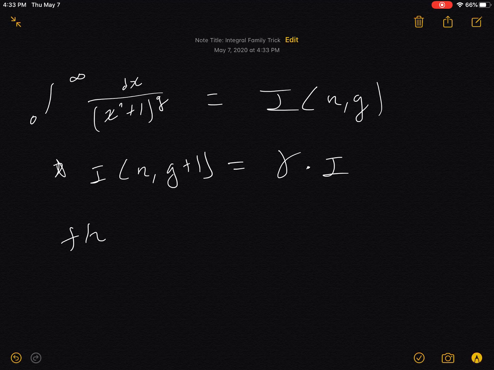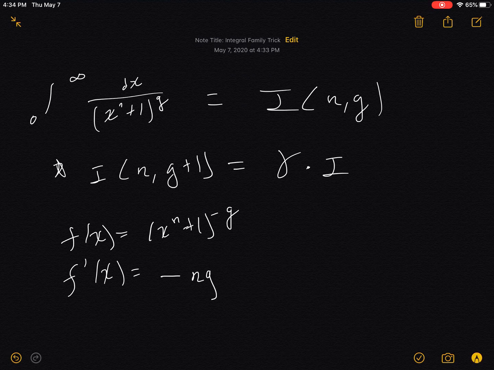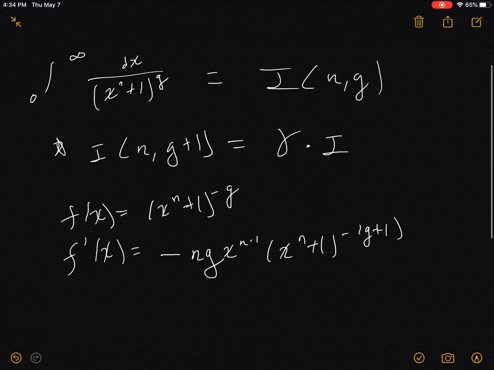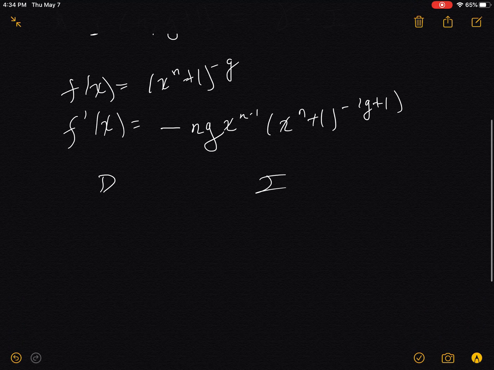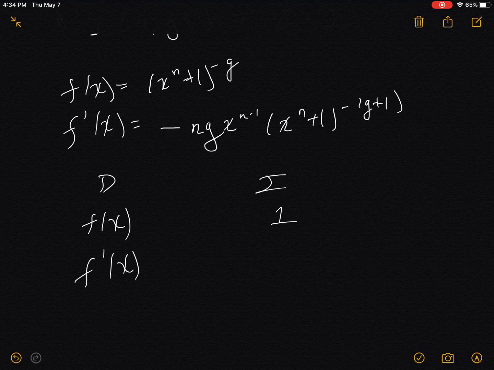So the function f of x is going to be (x^n plus 1) to the negative g. f prime of x for this is going to be negative n g x^(n minus 1) times (x^n plus 1) to the negative (g plus 1), like that, how I summarize it right there. And so we're going to take that and use that in integration by parts. So differentiate, integrate. Now we have f of x, f prime of x. And since we use the whole function, we're only going to have 1 as our integration function. And obviously that's going to give us x.